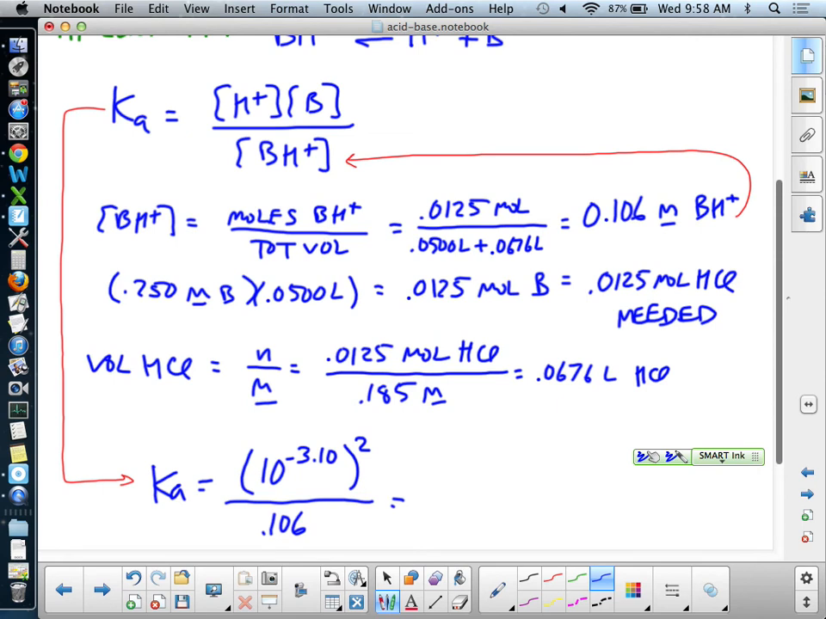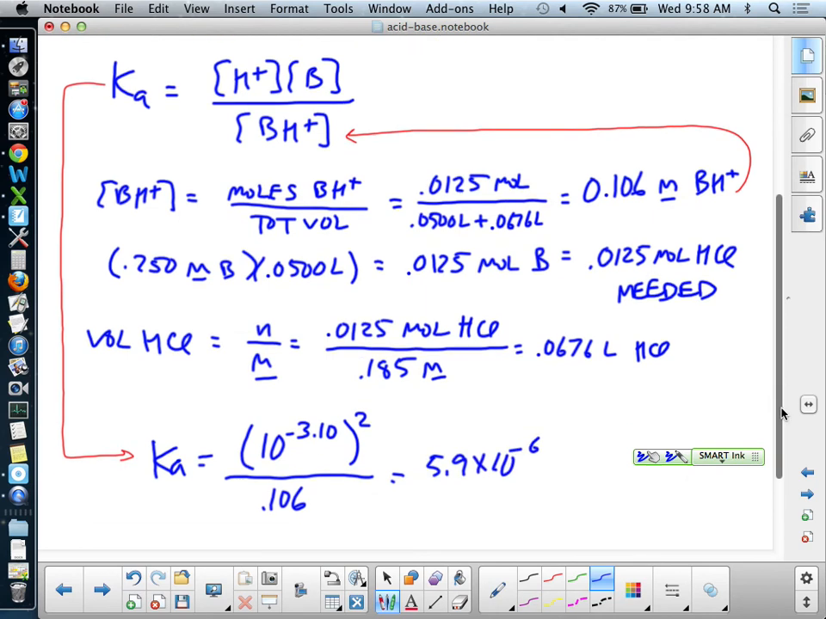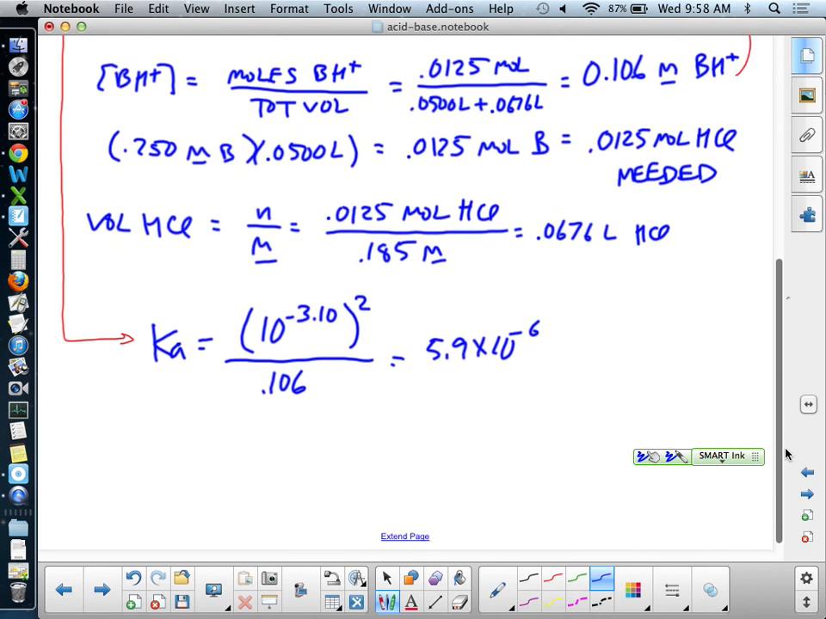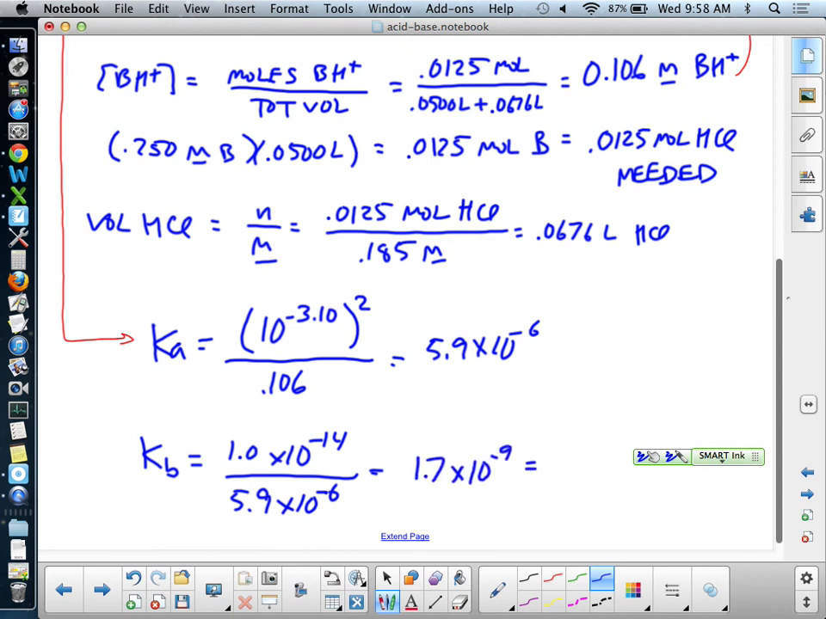5.9 times 10 to the negative 6. Redundancy is good now and then. So Kb is Kw over 5.9 times 10 to the negative 6, or 1.7 times 10 to the negative 9. Check. That's Kb.